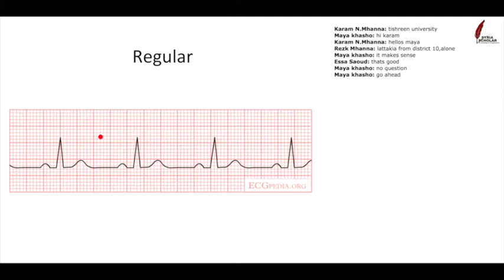So if you count the squares, 1, 2, 3, 4, and a little bit, then you've got 1, 2, 3, 4, and a little bit. So they're always identically spaced out. It's a nice regular rhythm. You see the P waves, QRS, and T waves. This is a sinus rhythm, which means that the heart is beating normal.